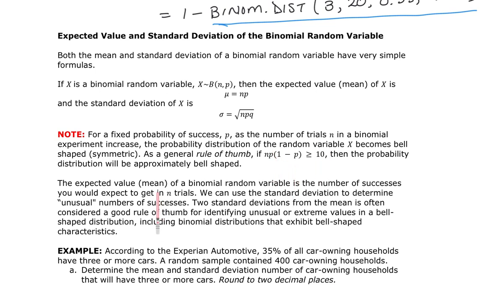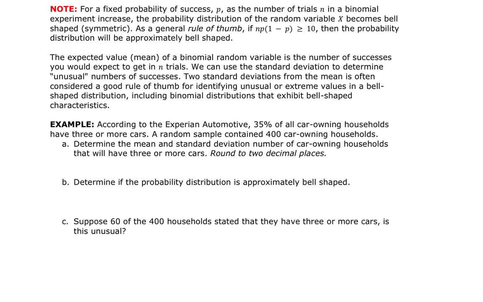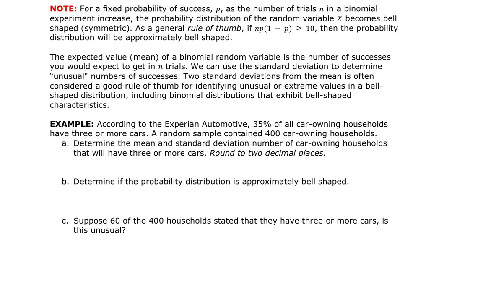The expected value, or the mean, of a binomial random variable is the number of successes you would expect in n trials. And the standard deviation from the mean is often considered a good rule of thumb to identify any unusual or extreme values in a bell-shaped distribution, including binomial distributions that exhibit bell-shaped characteristics.